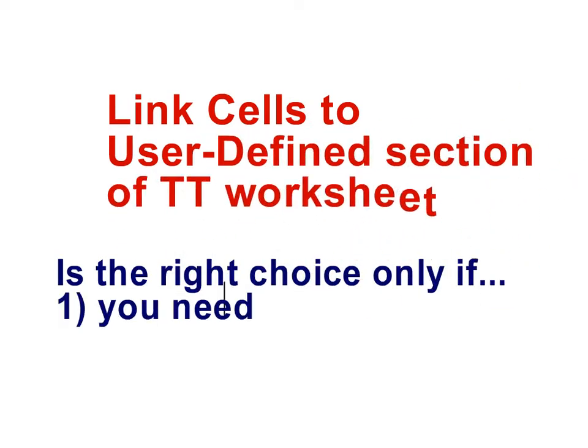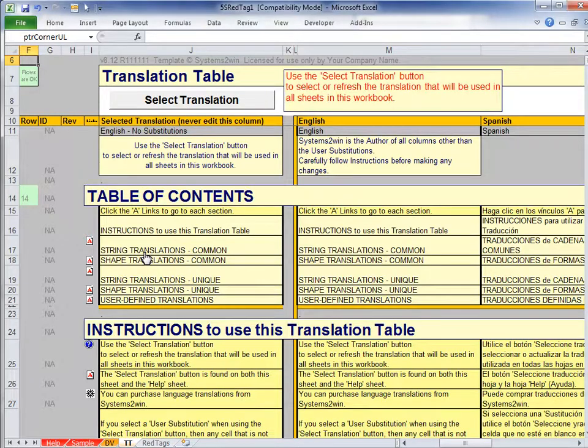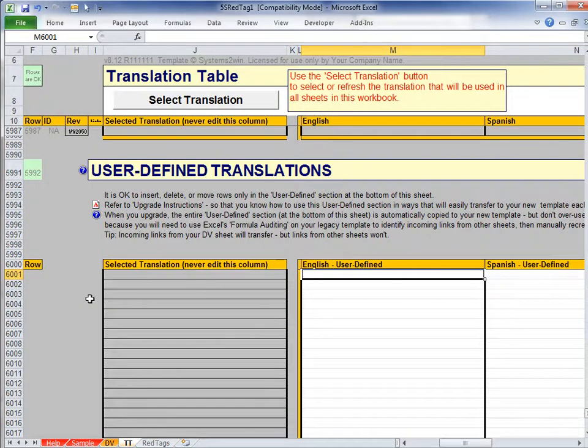If you need translations and the phrase does not already exist in the TT worksheet, then you can link cells to the user-defined section at the bottom of the TT worksheet. How? On the TT worksheet, you select this link icon shortcut, which takes you to the user-defined translations section at the bottom of the TT worksheet, where you can enter your new phrase in both the English column and the selected translation column. Yes, I know it says never to edit it, but this is an exception. It'll just get overwritten next time you select a translation.